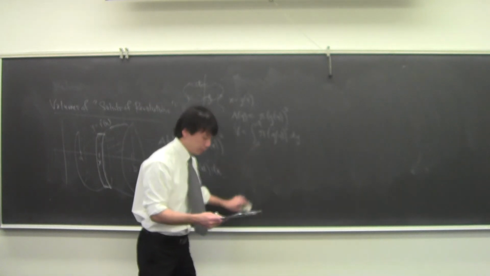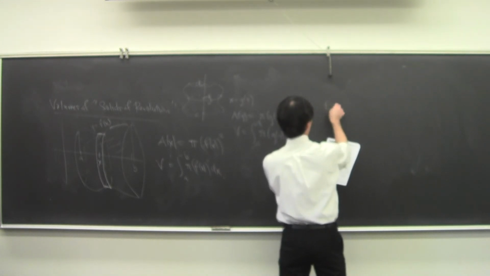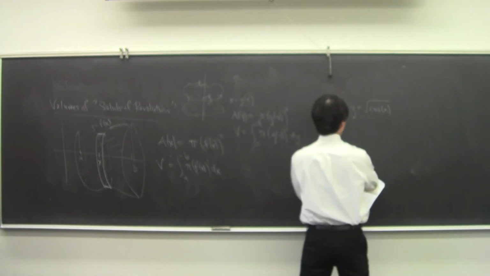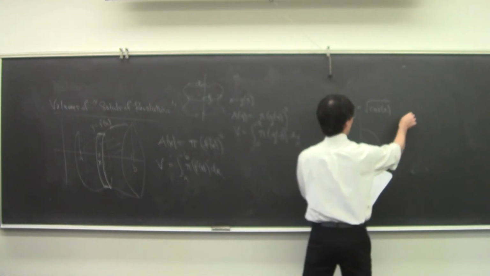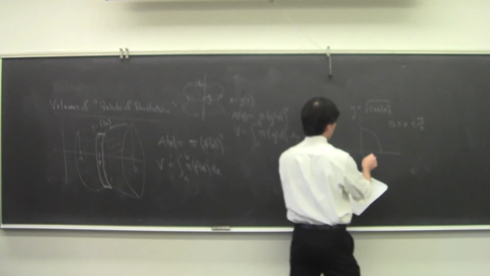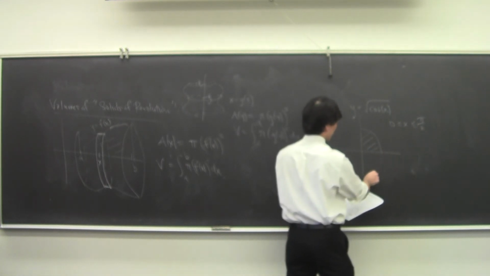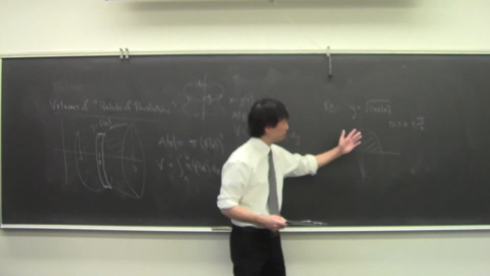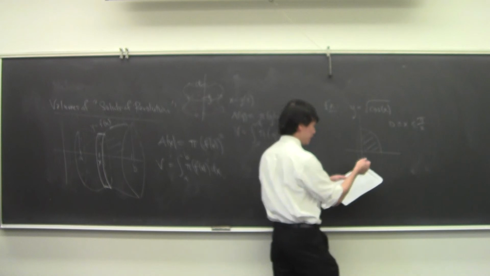Okay, let me give you a simple example. My function is the square root of the cosine, so it looks something like this, where x ranges from 0 to pi over 2. I want to take this object and rotate it around the x-axis, and I get some sort of weird-looking object. Take 30 seconds and write down a formula for the volume.